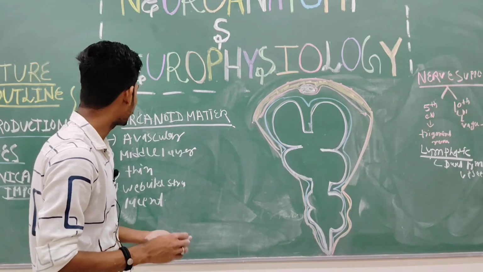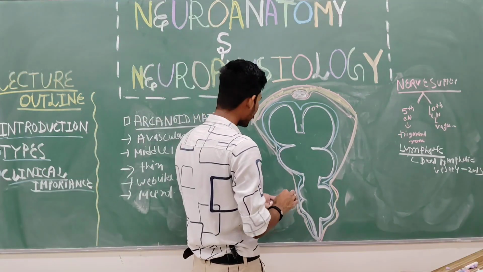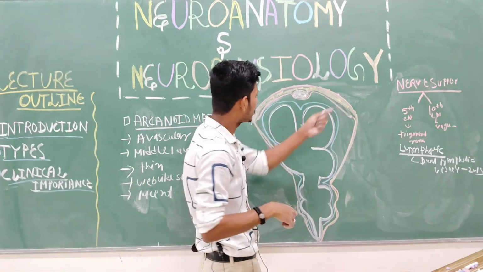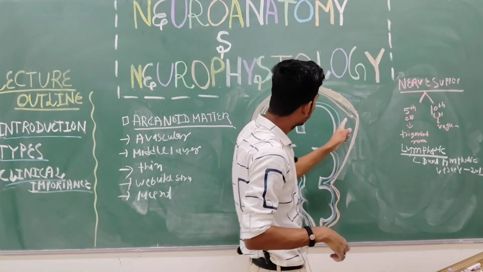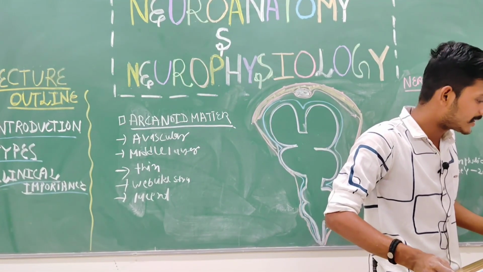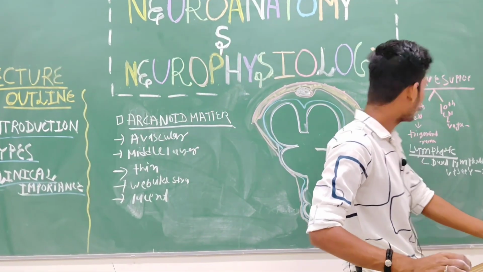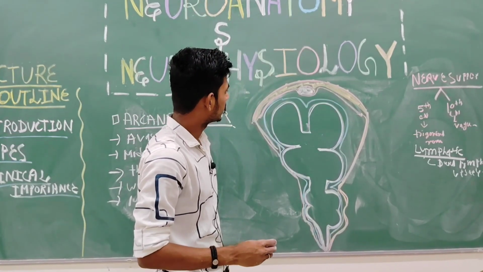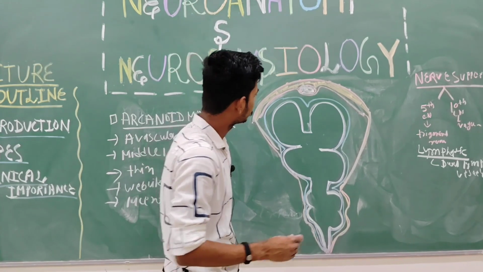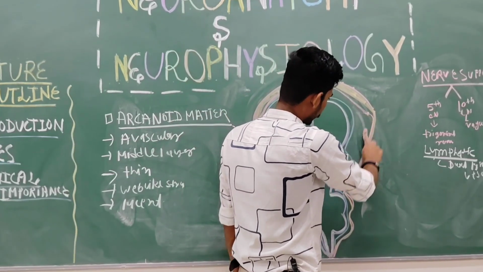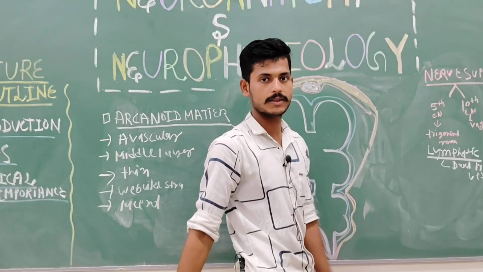Now come to the point. We are discussing the arachnoid mater now. The space which we discussed previously, the space present between the dura mater and the arachnoid mater, we term as the subdural space. This space is present here, and we already talked about subdural hemorrhage, subdural hematoma.